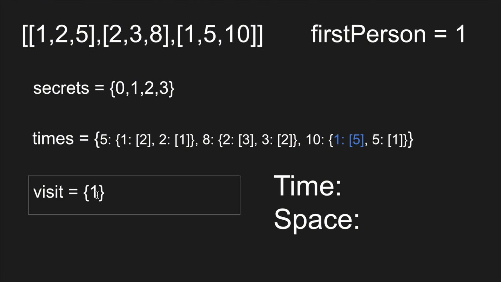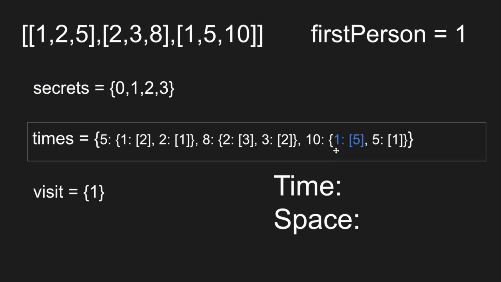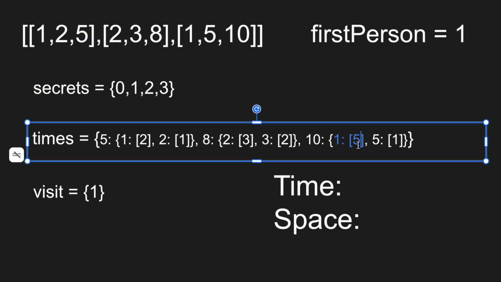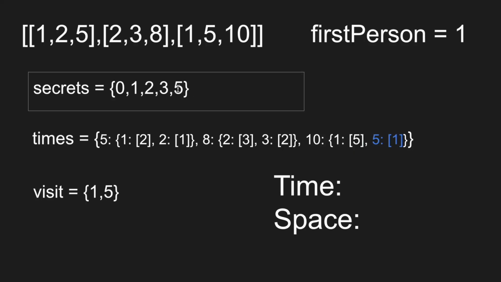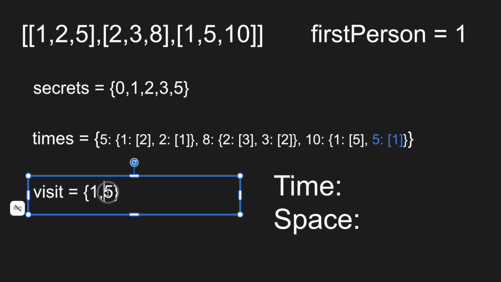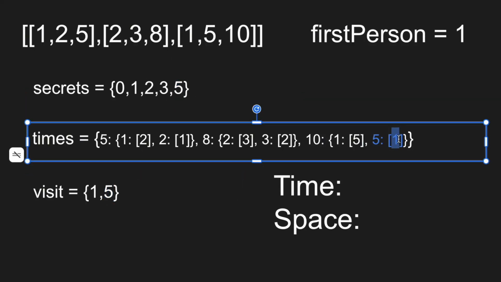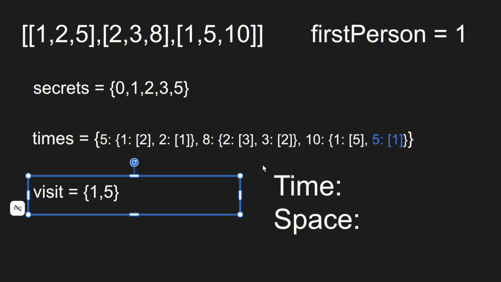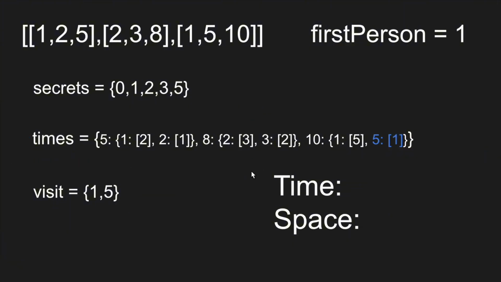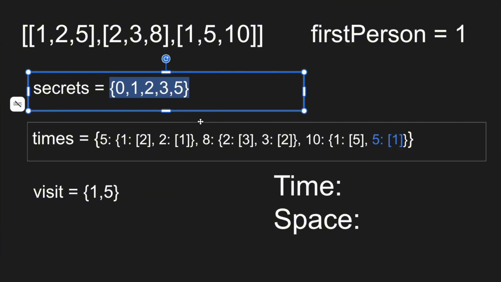Now we add 1 to visit, even though it's already in secret, but it shares a meeting with 5. So now we can look at 5. Now we know that 5 knows the secret, so we add 5 to secrets and we add 5 to visit. Look back at 1. 1 is already in visit. So now we have officially finished this example and we can return this as a list as our result.